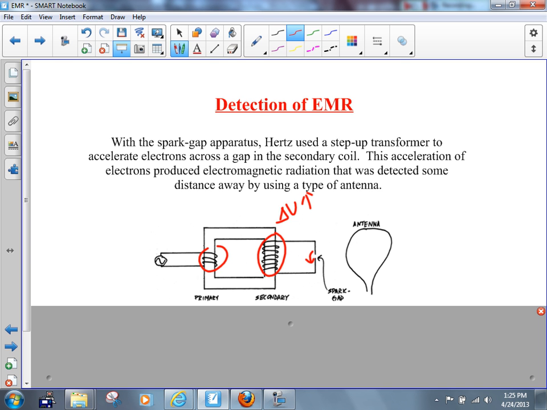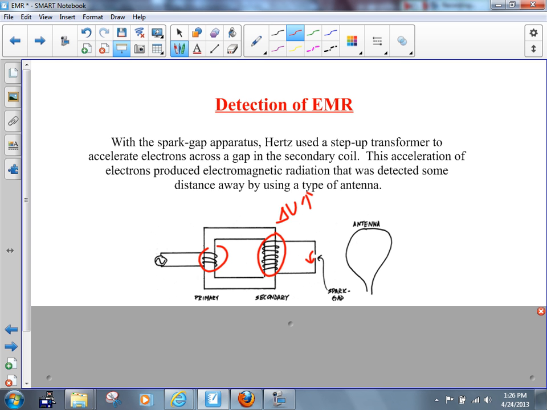Hertz reasoned that as these electrons jump across the gap, they're going to have to accelerate. So if we detect electromagnetic radiation, then it must be that the accelerating charged particles generated it, and therefore Maxwell's theory must be correct. Now, how are we going to detect it? We put an antenna there.